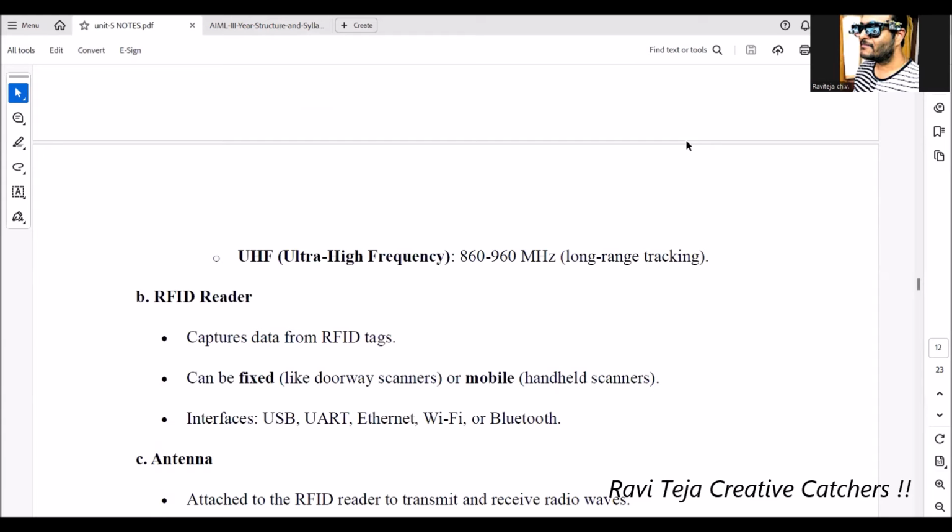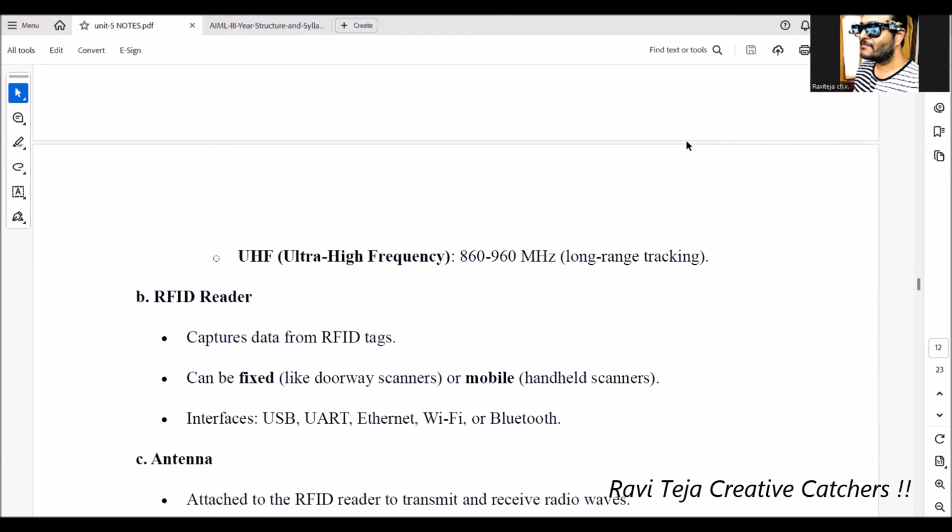Okay. And coming to the RFID reader, this reader is generally connected to a controller or a processor or a database, and powered by a power supply, and it reads the data from the RFID tags. It can be fixed, like doorway scanners, or be mobile scanners. The interface mechanisms for this RFID reader are USB, UART, Ethernet, Wi-Fi or Bluetooth. These are the communication interfaces.